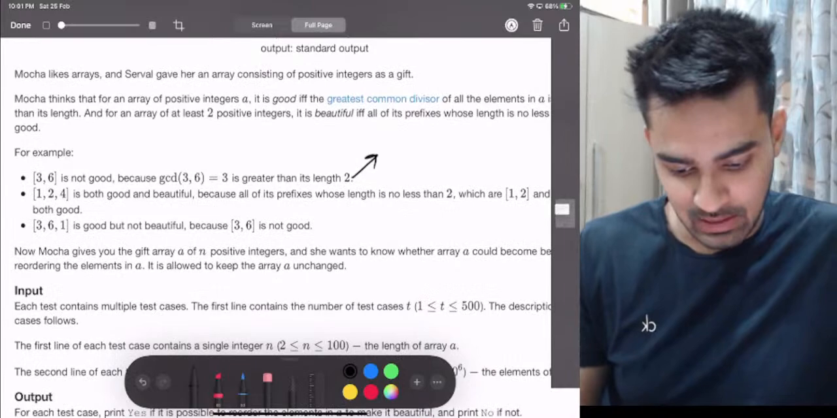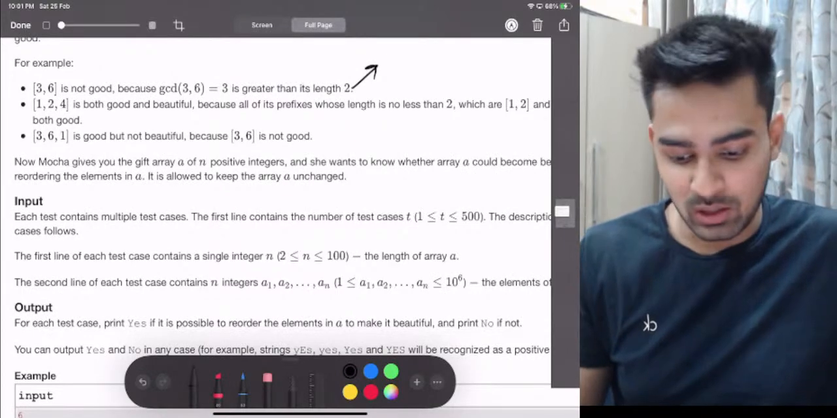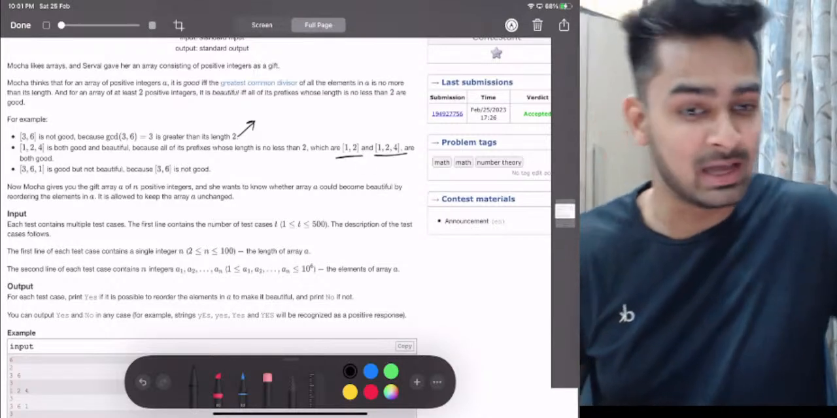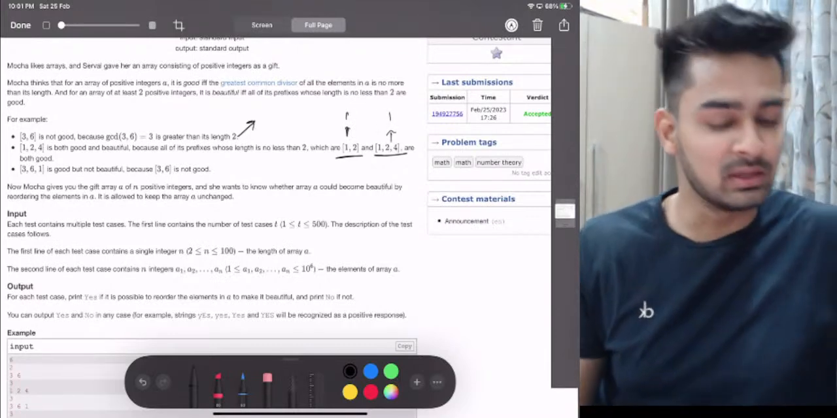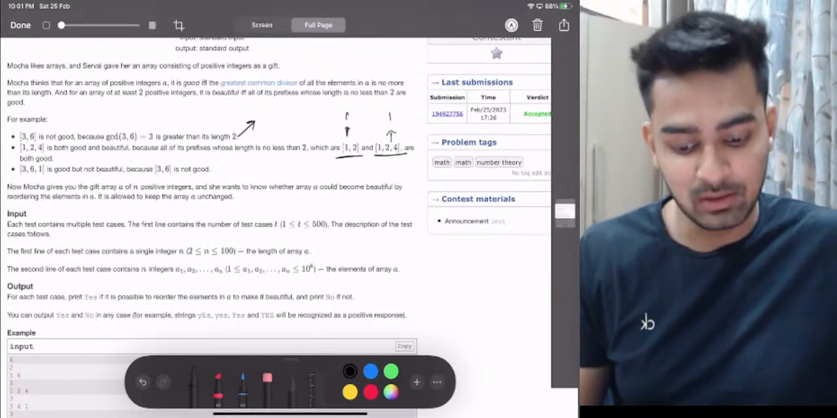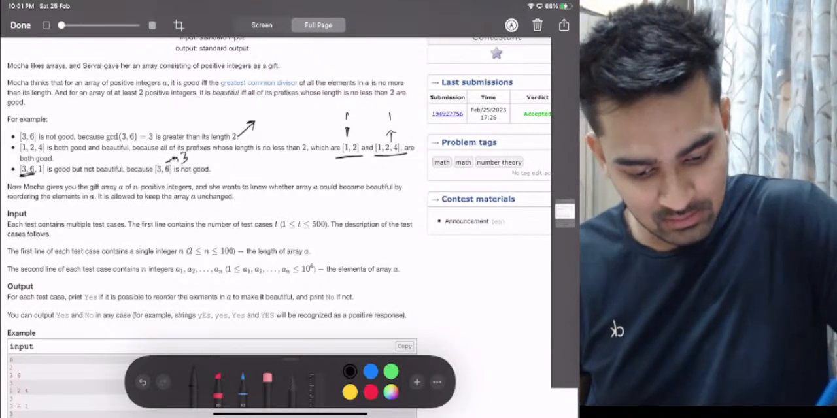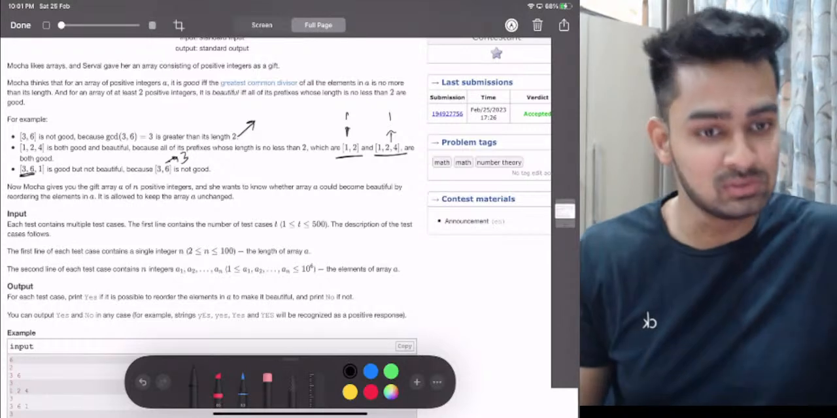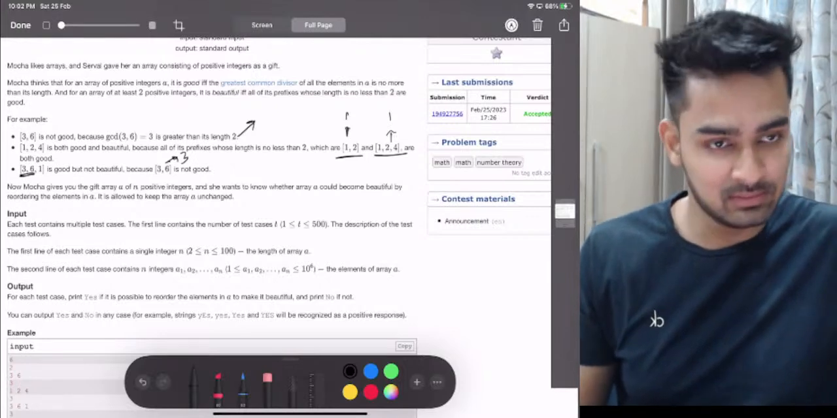In the next example, 1 2 3 4 is both good and beautiful because all of its prefixes whose length is no less than 2, which are 1 2 and 1 2 3 4, are good. 1 2 has a GCD of 1, and 1 2 3 4 also has a GCD of 1. Therefore, both are good, so the entire array is beautiful. Similarly, 3 6 1 is good but not beautiful because the prefix 3 6 has 3 as its GCD, which is greater than the length of the prefix. The length of the prefix is 2, the GCD is 3. Therefore, it is not a good array, and hence the entire array is not beautiful.